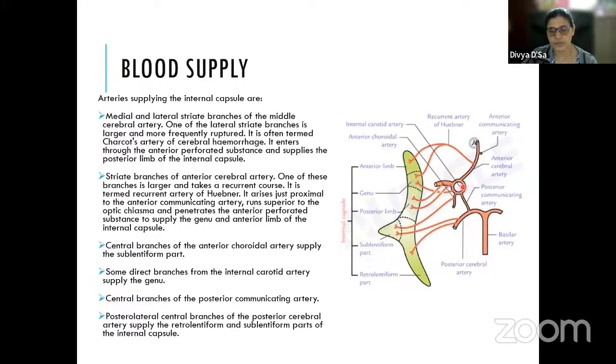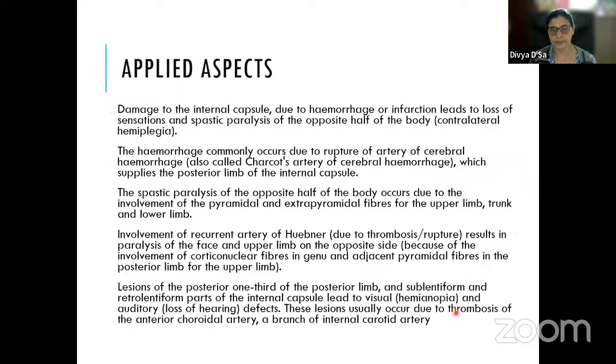Then there are central branches of the anterior choroidal artery. Here this is the anterior choroidal, and its central branches will be supplying the sublentiform part. Some direct branches from the internal carotid artery will also supply the genu, and central branches of the posterior communicating artery will supply, and lateral central branches of the posterior cerebral artery will supply the retrolentiform and sublentiform part.